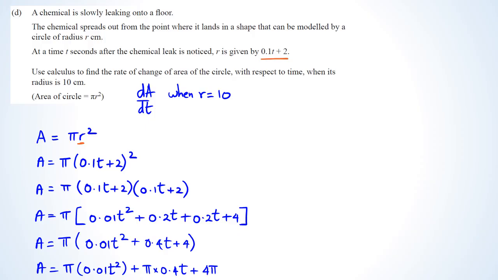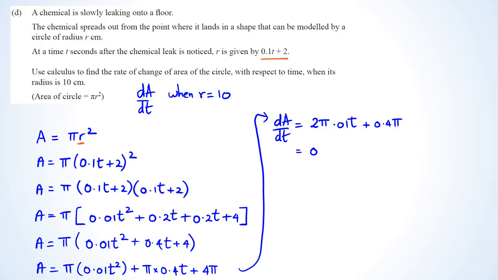So now what I have is the function for area in terms of pi. So I need to differentiate this to get dA/dt. So dA/dt will then become 2 times pi times 0.01t plus 0.4 pi. And as for the 4 pi, when you differentiate it, it becomes 0. So dA/dt can be written as 0.02 pi t plus 0.4 pi.